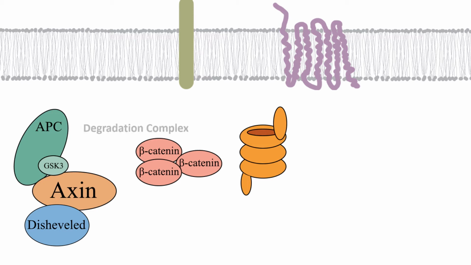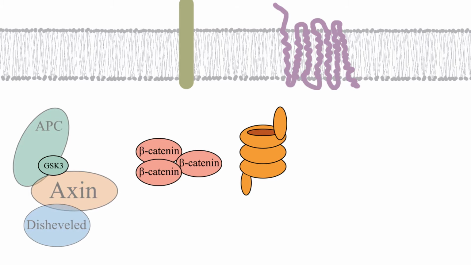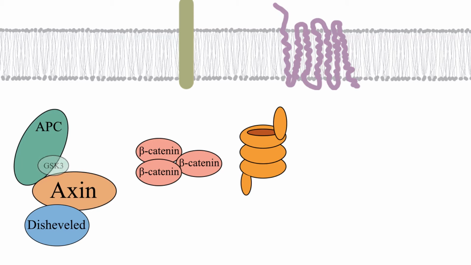Inside the cell is a complex known as the degradation complex. It is made up of proteins including Axin, Disheveled, and APC. Glycogen synthase kinase 3, or GSK3, is also included in this complex. Wnt stands for Wingless-related integration site.